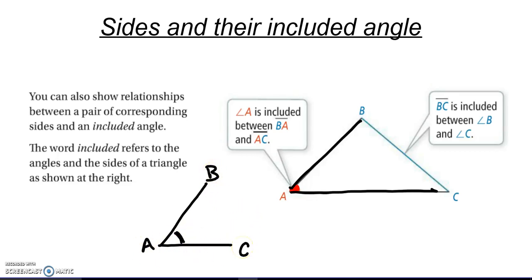The other thing is you could have included sides. So over here I have angle B, over here I have angle C. Side BC is the included side to these two angles. Basically, it's in between the two angles, which makes it included. Same thing with this angle. It's in between the sides, so it's included.